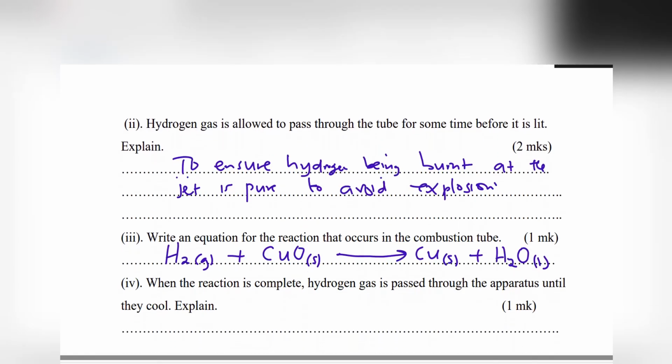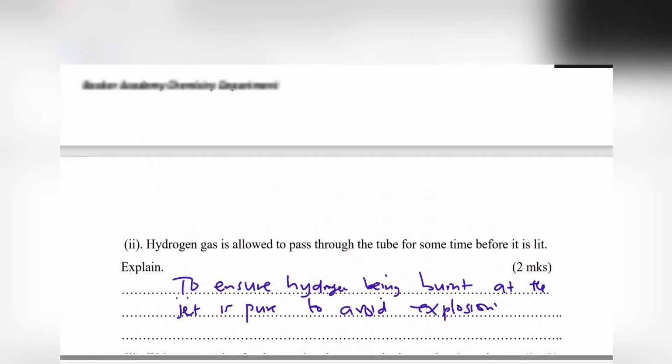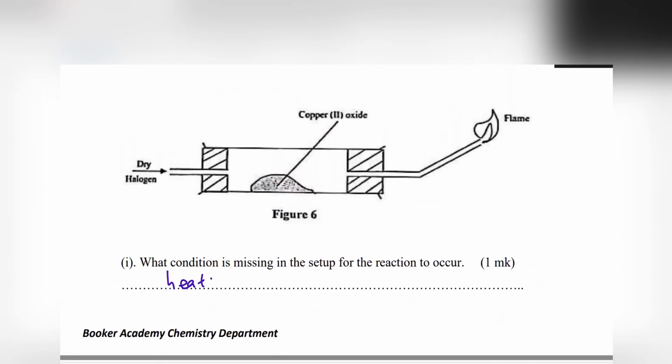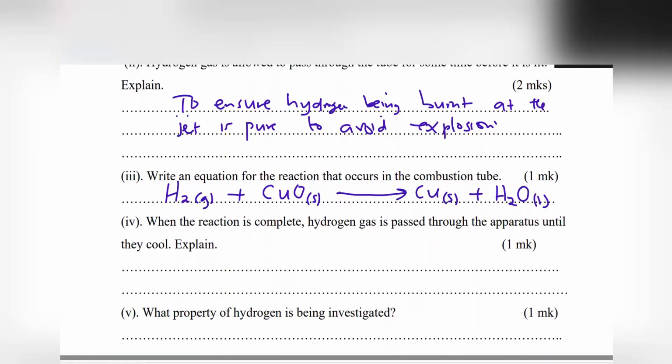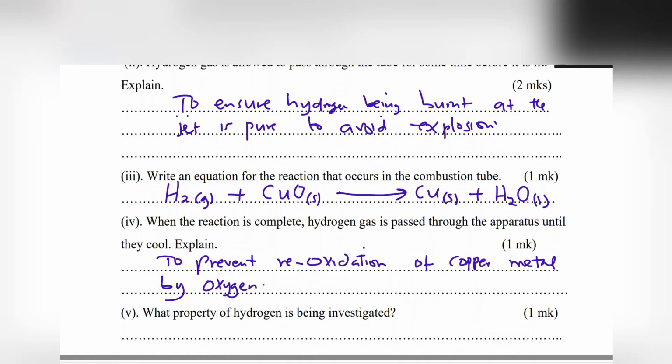When the reaction is complete, hydrogen gas is passed through the apparatus until they cool. Explain. This is so to prevent the oxidation of the hot copper metal. So this is to prevent reoxidation of copper metal by oxygen.